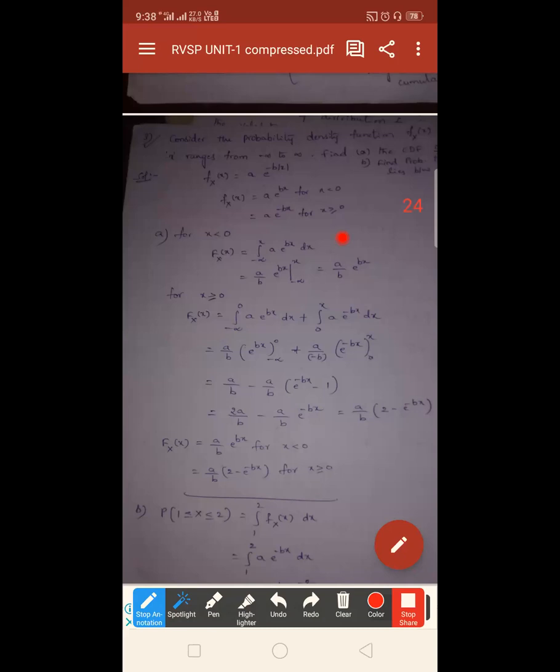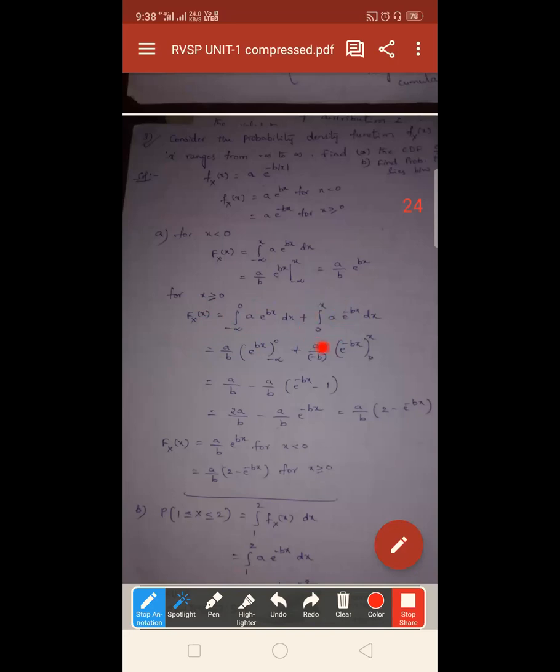So for x greater than or equal to 0, capital Fx of x is equal to, here the range is mentioned as x greater than or equal to 0. You have to consider the previous values also. What are the previous values? Minus infinity to 0. And 0 to x, you have to write as a second term.